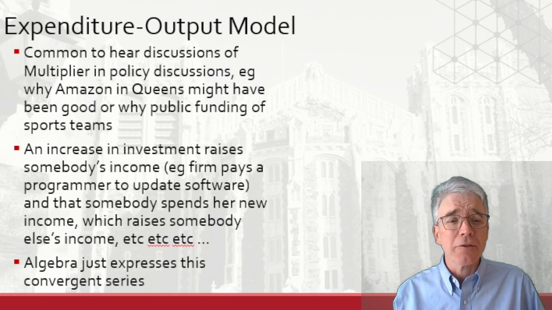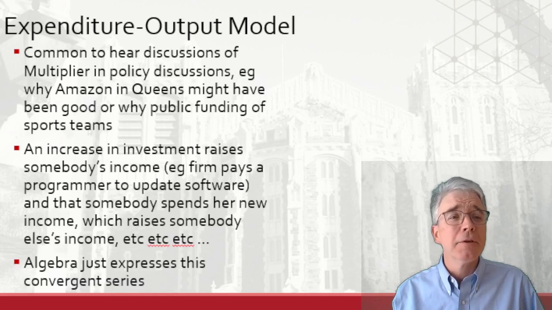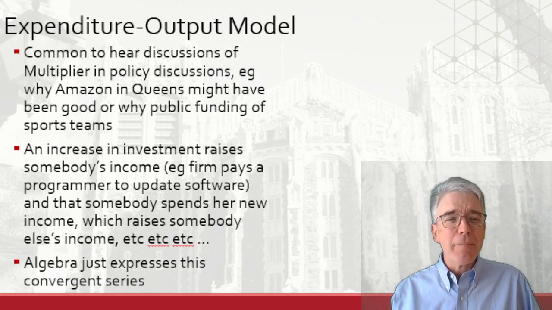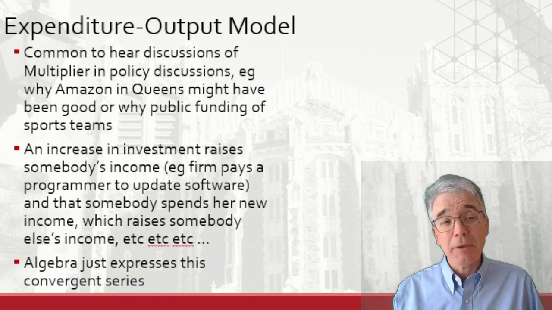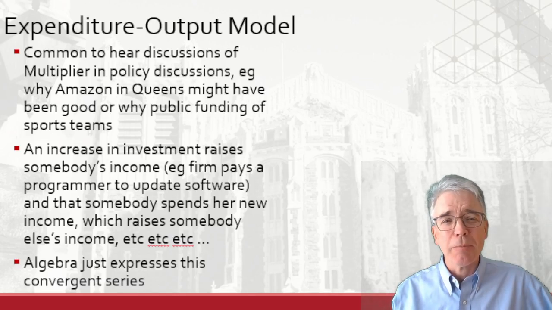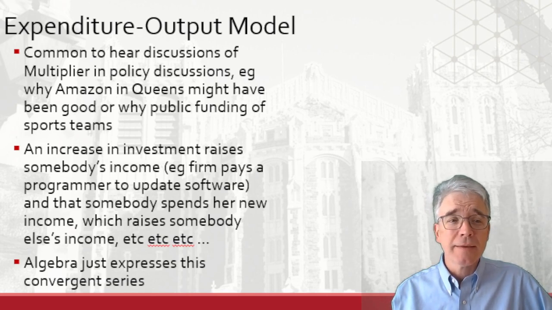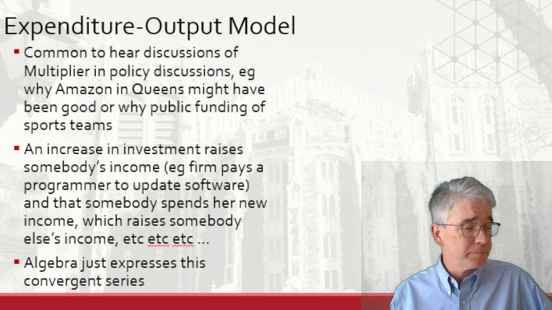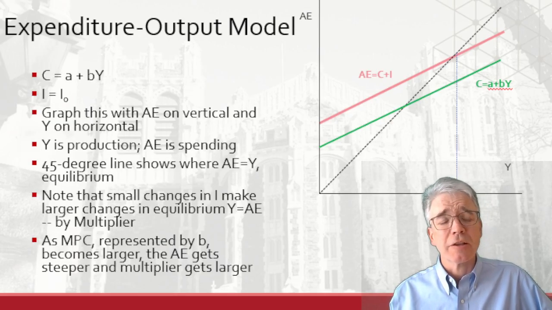This idea of a multiplier is commonly used. If for some reason investment rises, then people get paid. Hey, good news. But what do they do when they get paid? They go out and buy stuff. If I get paid a little more, I'm happy. I'm going to go out and spend a little bit of that money. Maybe 80% of that money. Maybe I'll save 20%, but the other 80% becomes income for somebody else. Somebody else gets 80% of that increase in investment, and they in turn spend that raise, and that churns through the economy. It generates a multiplied impact. It's common to hear these discussions in policy questions. The algebra is just giving a function for that convergent series.